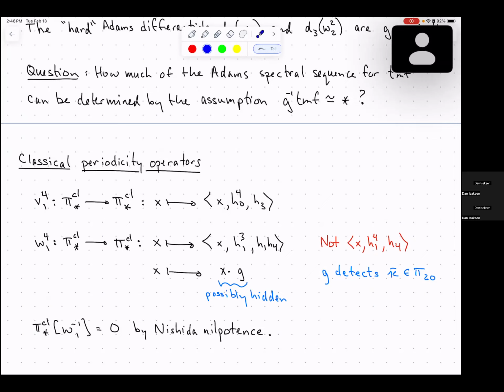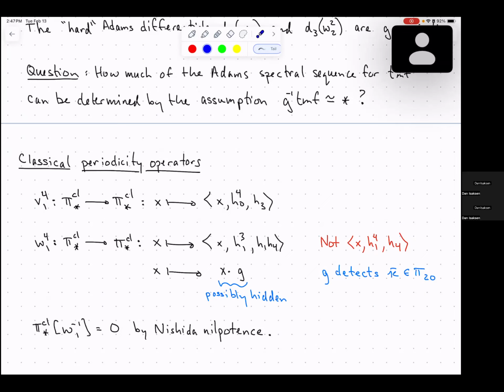And then there are various ways in which you could try to generalize this useful structure. One of the ways is to look at what I would call W1 to the fourth. Again it's an operator, and it'll take X to some total bracket. The most obvious thing to do, given the previous formula, is to write down X, H1 to the fourth, comma H4. I'm applying square knot to H naught to the fourth and square knot to H3, and that's where this is coming from.